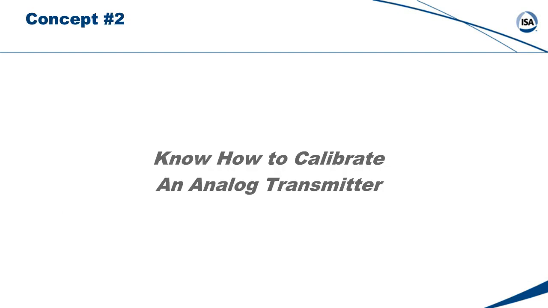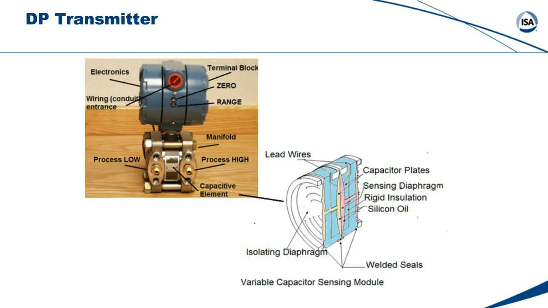So let's move on to the second concept every automation engineer should master, and that is knowing how to calibrate an analog transmitter. The differential pressure transmitter we used in the current loop discussion will look very much like the one shown here, regardless of the manufacturer. The process pressure is applied to the face of the isolation diaphragm via a process connection, such as a 1.5-inch flange. Notice that the isolating diaphragm presses upon the sensing diaphragm, thereby moving the sensing diaphragm relative to the capacitor plates in the sensor.